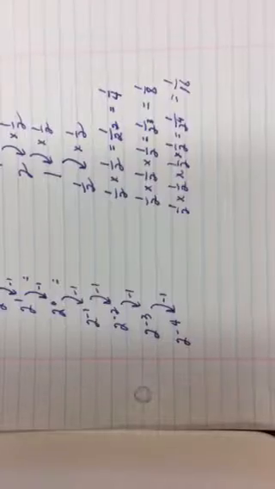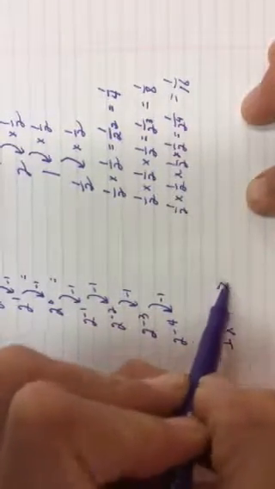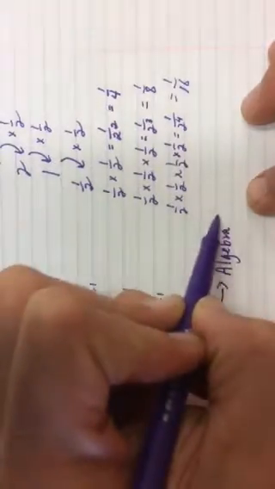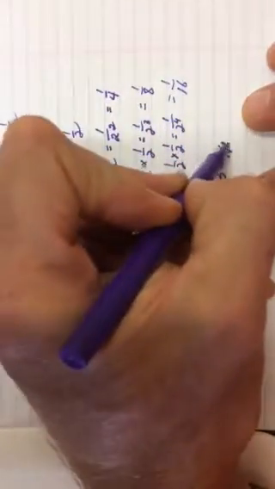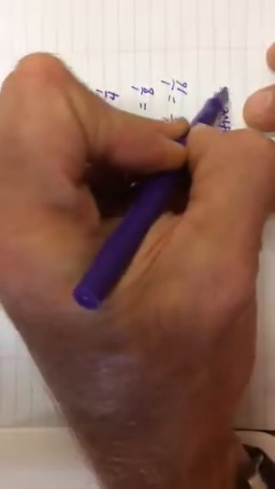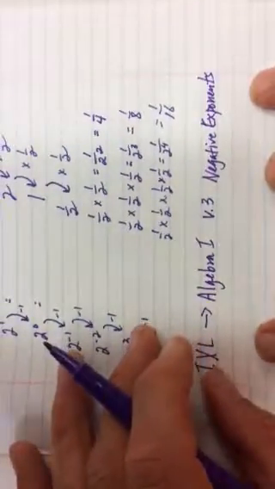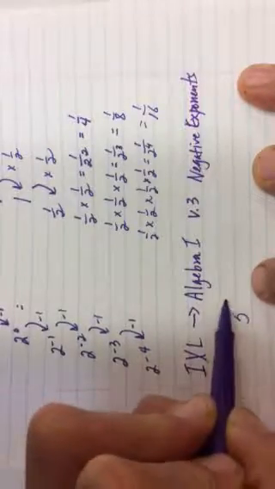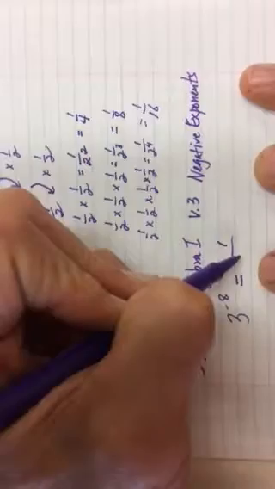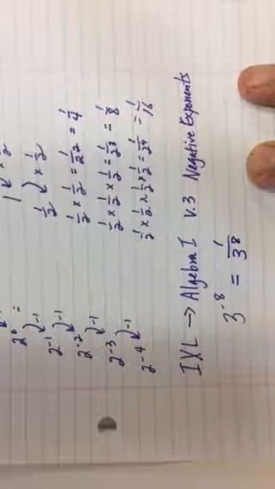Now, for your next assignment, you're going to go to IXL. You're going to go into Algebra 1. You're going to go to V3, and you're going to practice on negative exponents. IXL, Algebra 1, V3, which is negative exponents. You're going to practice what we just discussed. Once again, all of this is to say that if I have any negative exponent, for example, 3 to the negative 8, that is equivalent to 1 over 3 to the 8th power. We're going to discuss this when I get back on Monday.